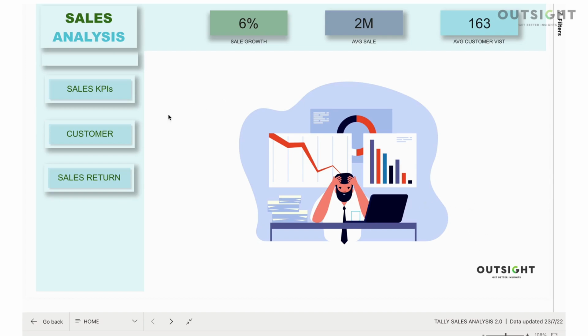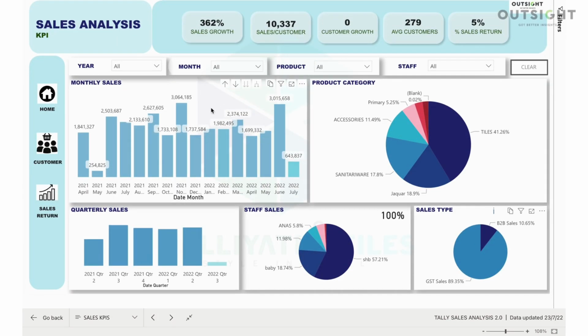The sales analysis is classified into three categories: sales overall analysis, customer analysis, and sales return analysis. Firstly, we are going to discuss sales overall analysis.